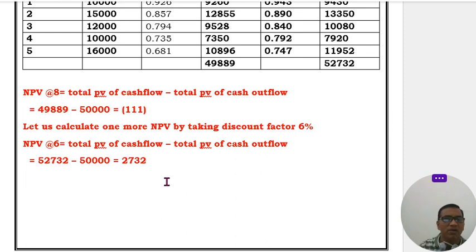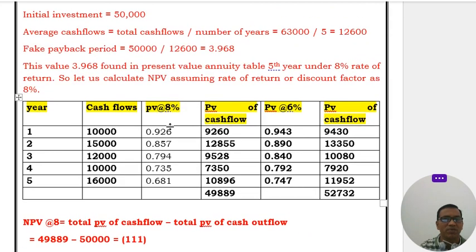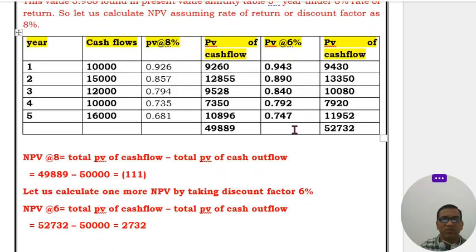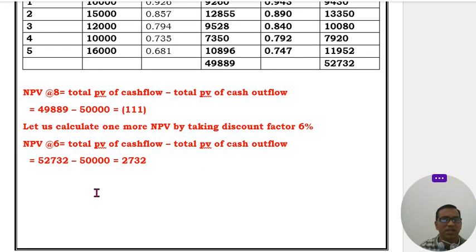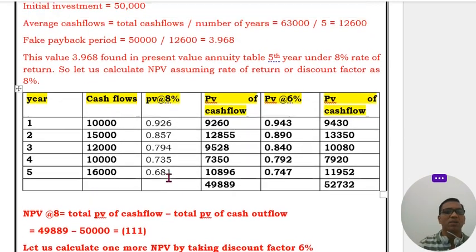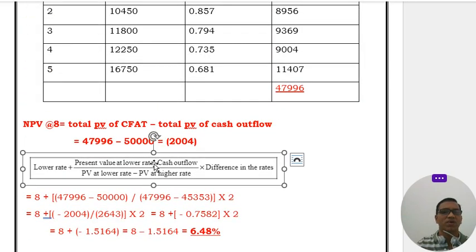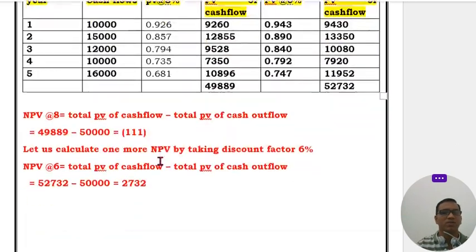So now you have two NPVs at two different rates of return: one at 8% and one at 6%. How do you know 8%? From the annuity table I found it and completed the NPV. Since it is a negative value, I have to increase this value. I tried a decreased rate of return, 6%, and I got this. Now apply the interpolation formula. This is the formula you have to apply.